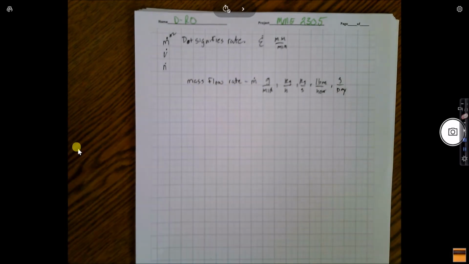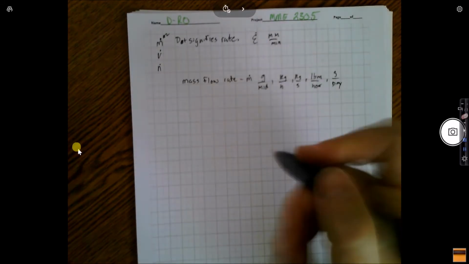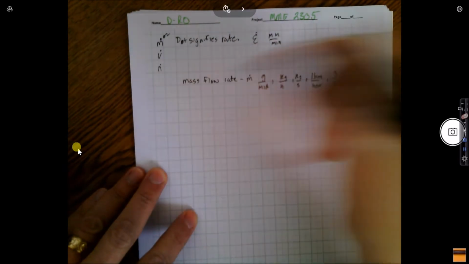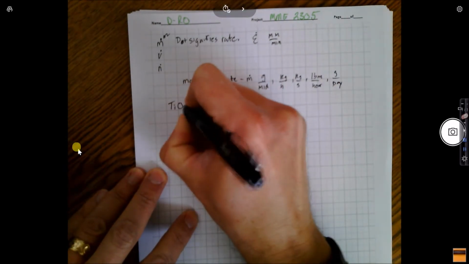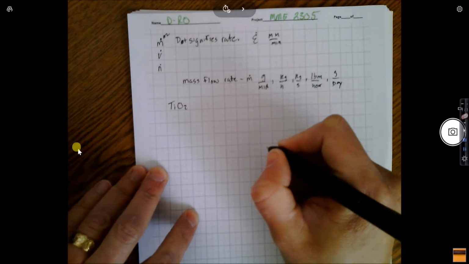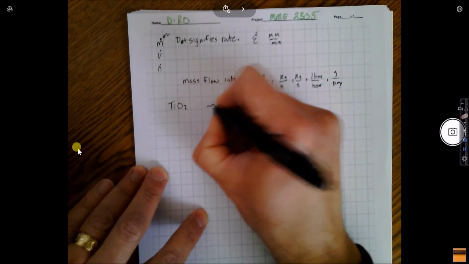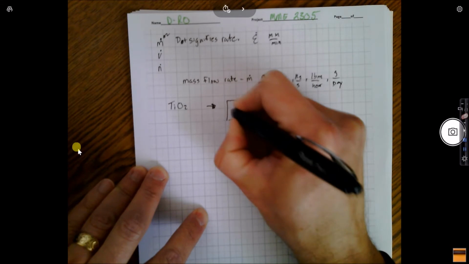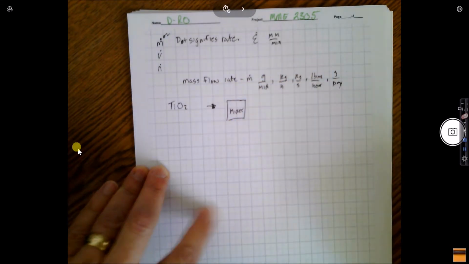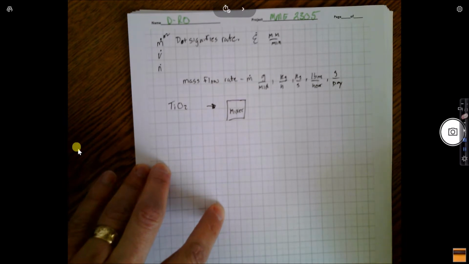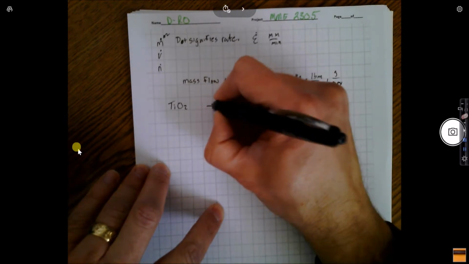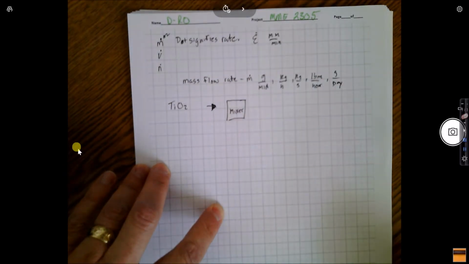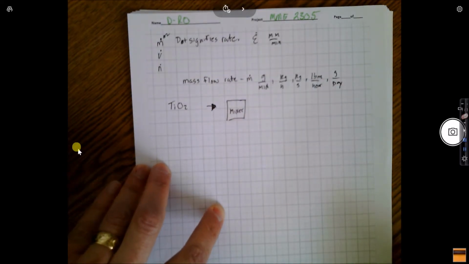Let's take an example of a time that we would be messing with mass flow rate. Titanium dioxide would be a good example. Let's say we work in a paint factory, so we're flowing some titanium dioxide into some sort of mixer. We're making paint. As an aside, titanium dioxide is the pigment that makes paint white. Before people used it, they were using lead, which is hazardous to human health, so we no longer use that as a society.